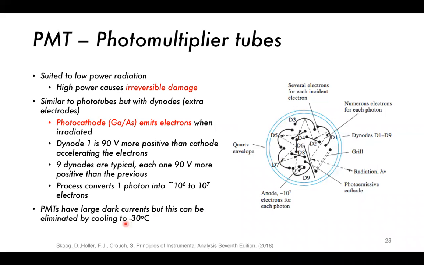PMTs have very large dark currents, but this can be eliminated by cooling them to minus 30 degrees Celsius. Typically that's what happens. It's cooled down by some sort of chiller to minus 30 degrees Celsius. It's usually a heat exchange plate, which is then cooled by some glycol cooler.